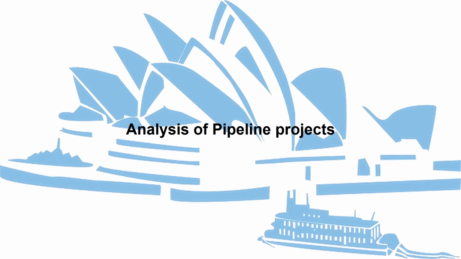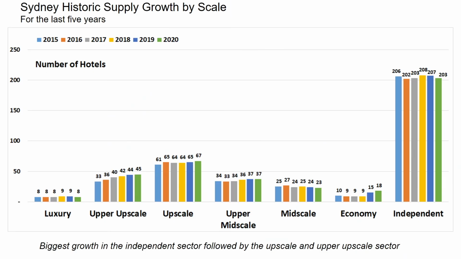Okay, so I'm going to talk about the pipeline projects and I'm going to analyze the projects as well. So let's start with the historical supply of number of hotels in the Sydney hotel market in the last 5 years. It's obvious to see that the independent hotel category has the biggest amount of hotels, followed by the upscale category and the upper upscale category.